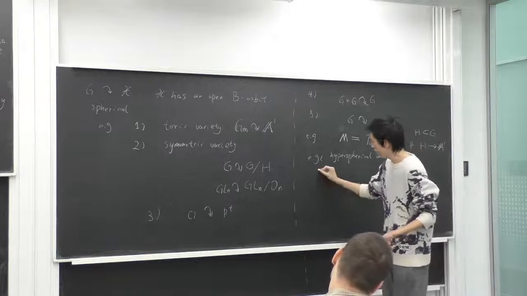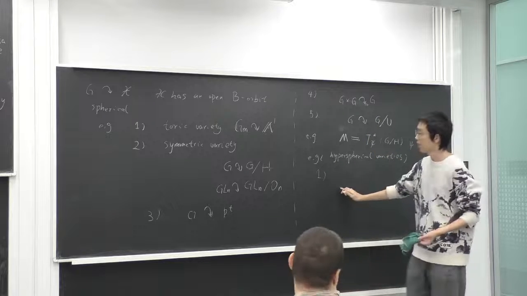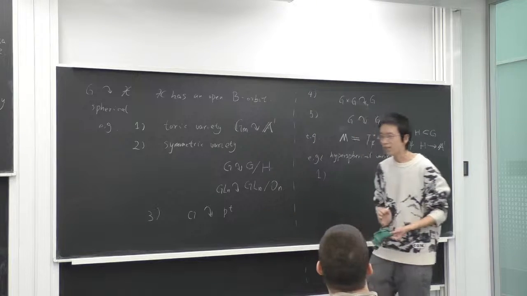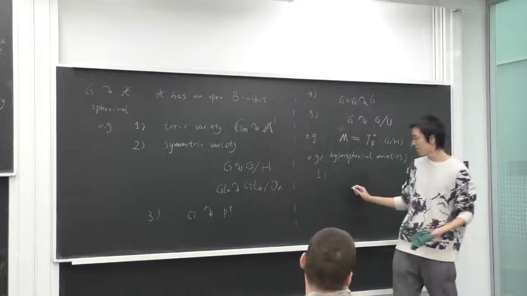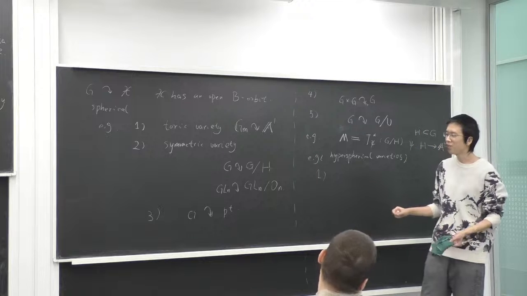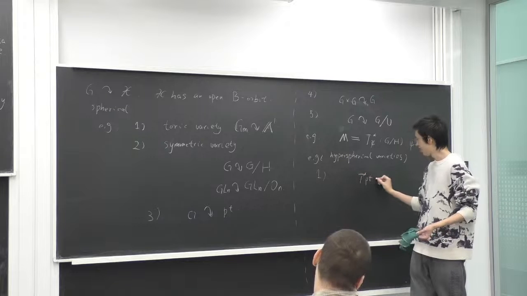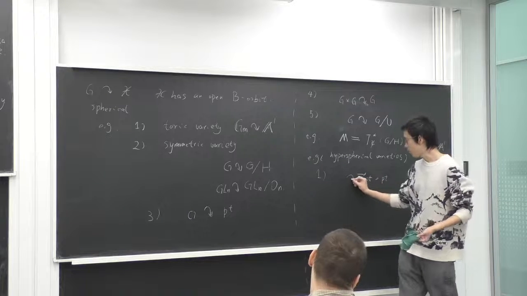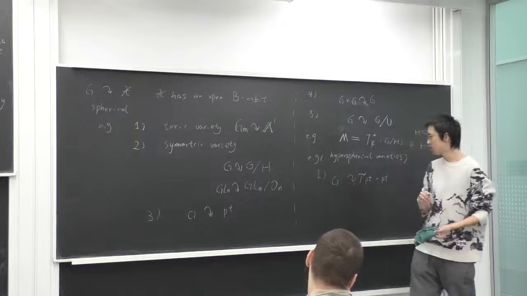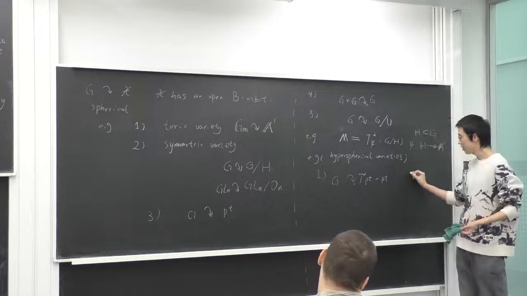Okay, so the first case, let us consider this one. G acts on the point. Because G acts on the point, the cotangent bundle on the point, which is itself, is a G hyperspherical variety. And we call this case the point case.